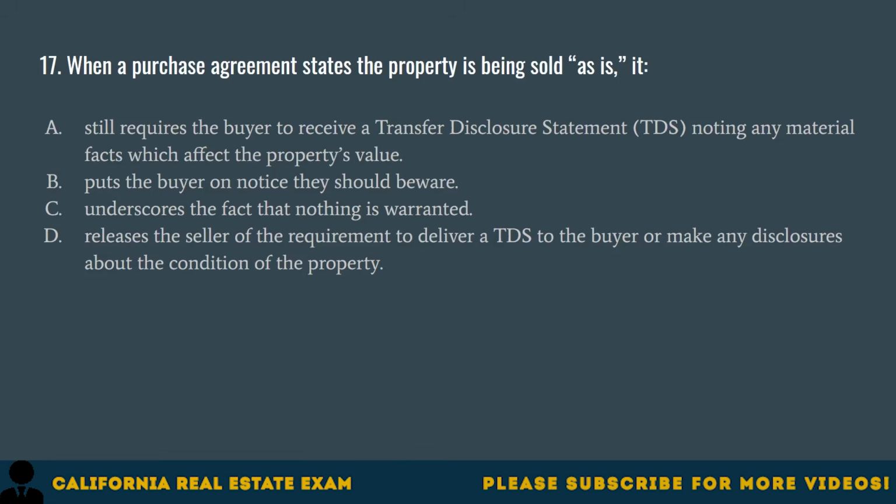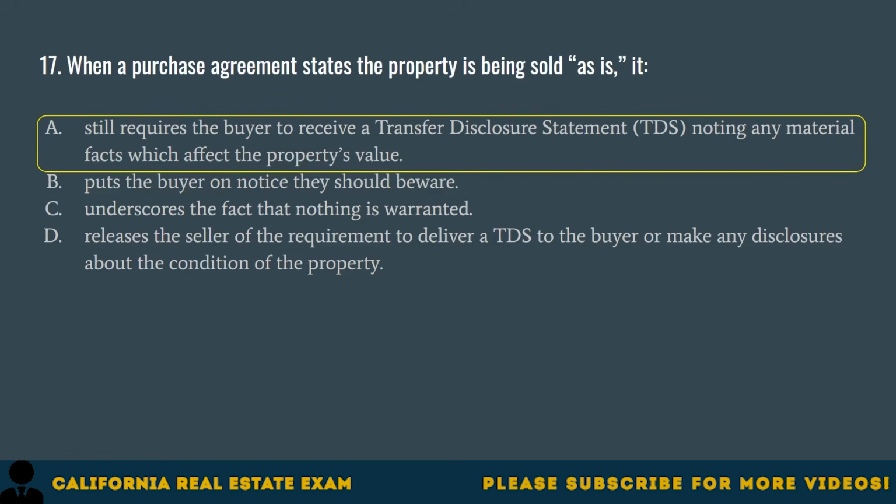Question 17. When a purchase agreement states the property is being sold as is, it A. still requires the buyer to receive a Transfer Disclosure Statement, TDS, noting any material facts which affect the property's value. B. puts the buyer on notice they should beware. C. underscores the fact that nothing is warranted. D. releases the seller of the requirement to deliver a TDS to the buyer or make any disclosures about the condition of the property. The correct answer is A.